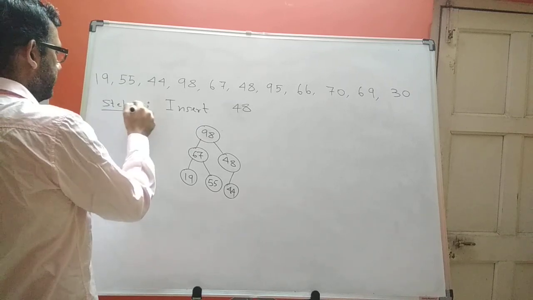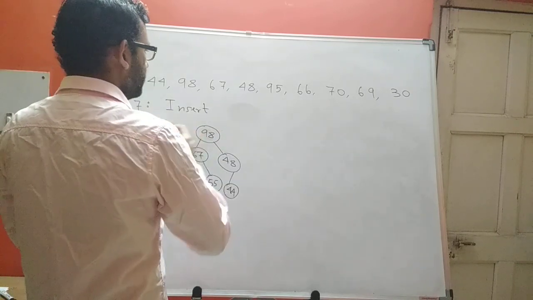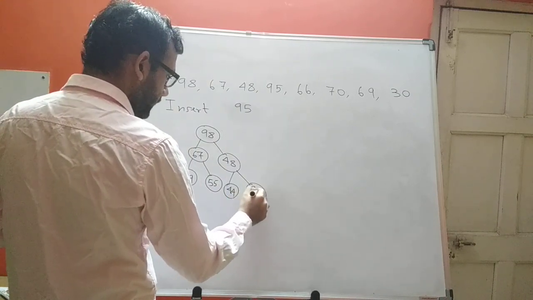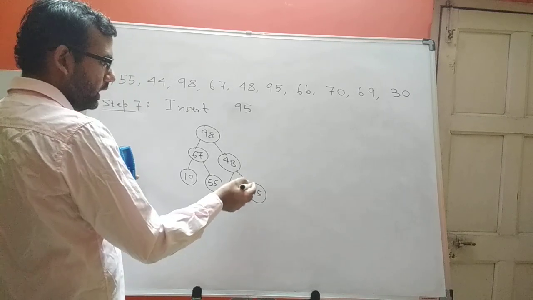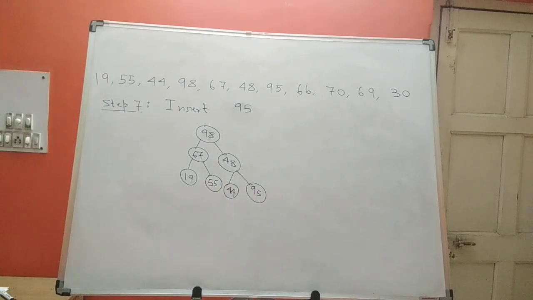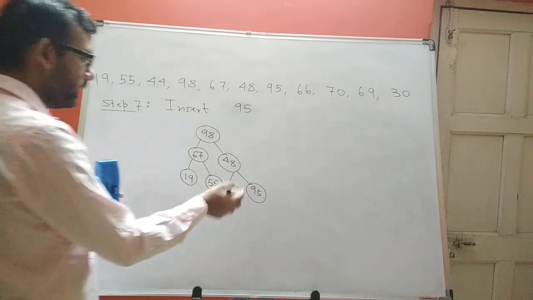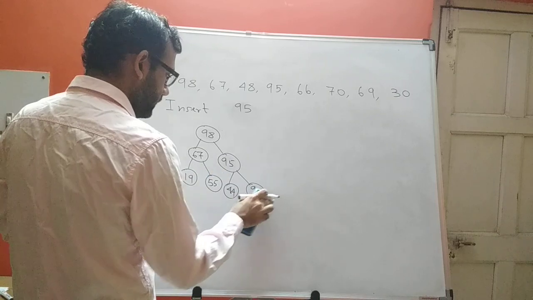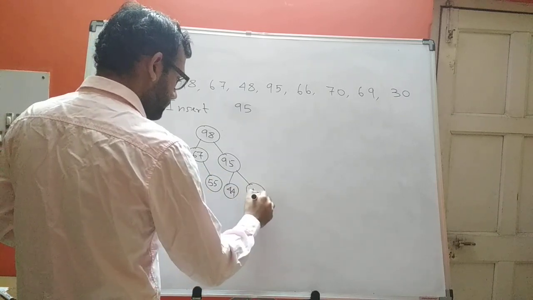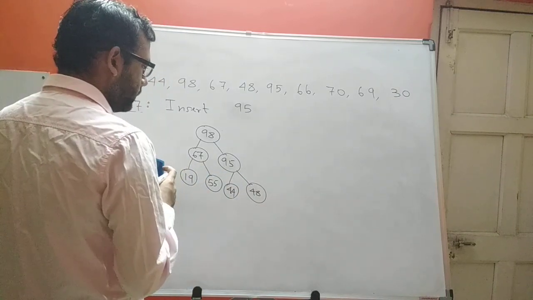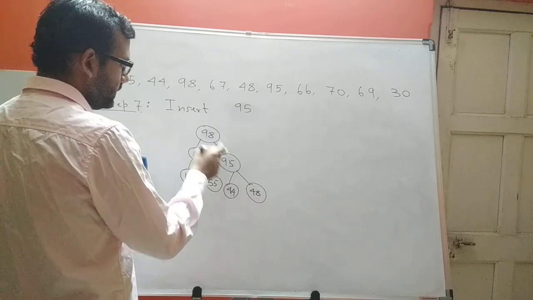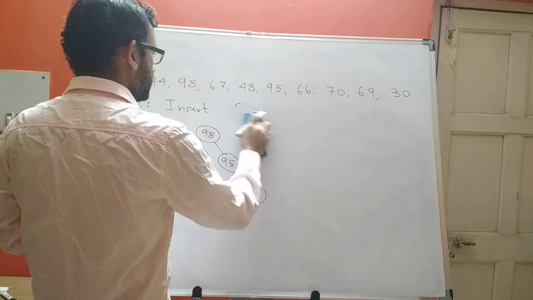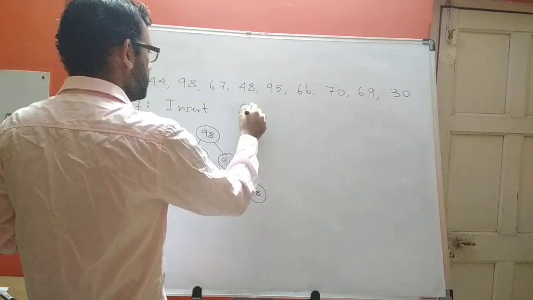Next is step number 7. I have to insert 95. Where would 95 go? 95 would go to the right of 48, following the property of complete binary tree. I'll check 95 with 48. 95 happens to be greater than 48, so I need to swap it. So 95 comes here and 48 goes here. Now I'll check 95 and 98, but 95 is lesser than 98, so I don't need to swap. Next is 66. So I need to insert 66.